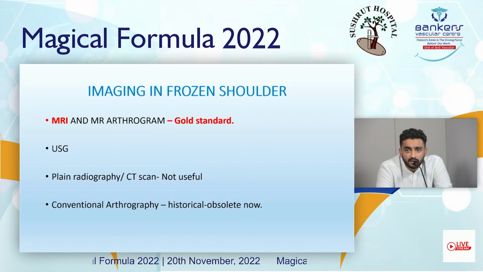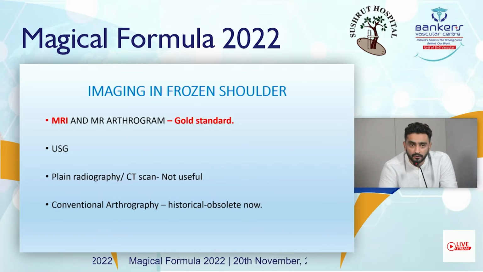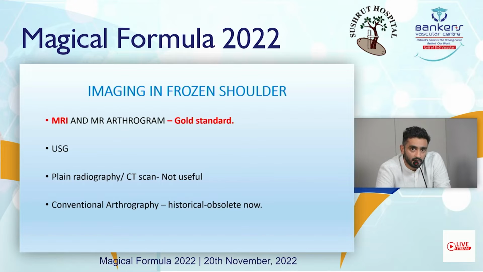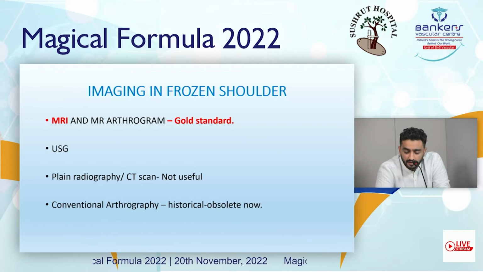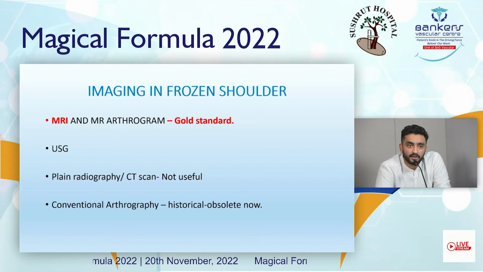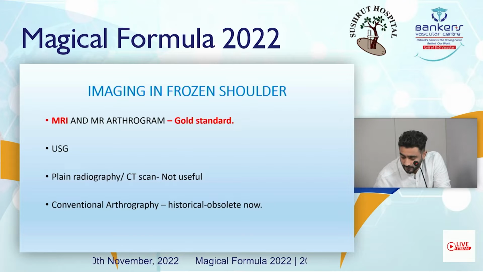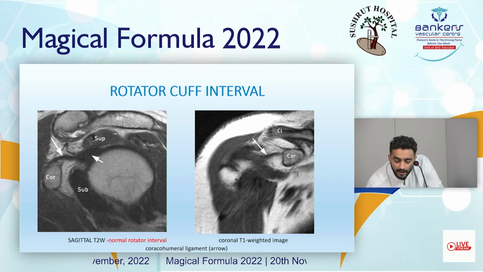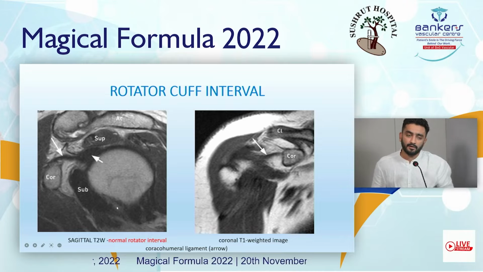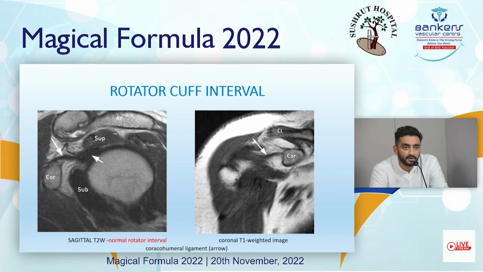So what are the imaging modalities used for frozen shoulder? MRI and MR arthrogram. So MRI is the gold standard. USG can be useful to diagnose and correlate clinically. Plain radiography and CT scan are not useful for diagnosis or staging of frozen shoulder. And conventional arthrogram, which was done previously before the MRI and USG, but that is all historical and obsolete now. So before going further, let us quickly see a few imaging spaces which we have to visualize both on MRI and USG in frozen shoulder.